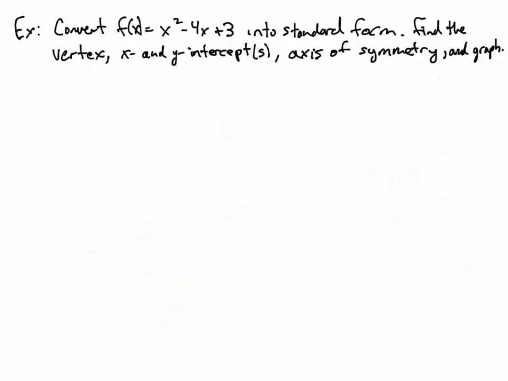Let's check out this example. Convert f of x equals x squared minus 4x plus 3 into standard form. Find the vertex, x and y intercepts, axis of symmetry, and graph. So the first thing we'll do is we'll convert this into standard form. Now remember, standard form, also sometimes called vertex form, looks like this: a times (x minus h) squared plus k, where h and k are, or h comma k is the vertex.